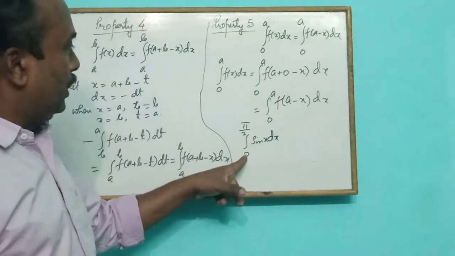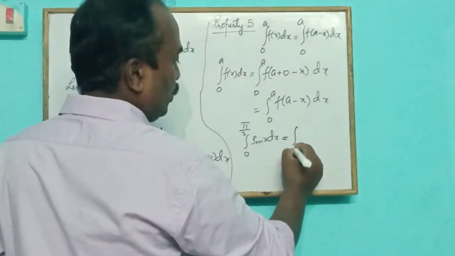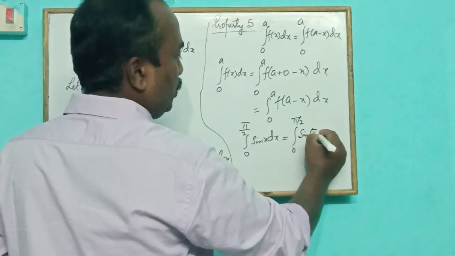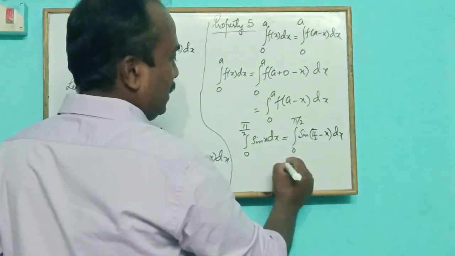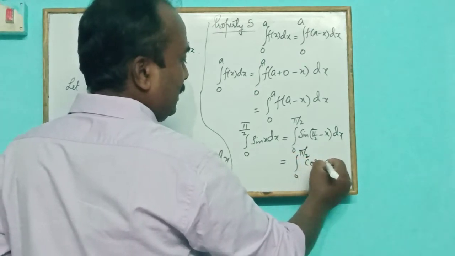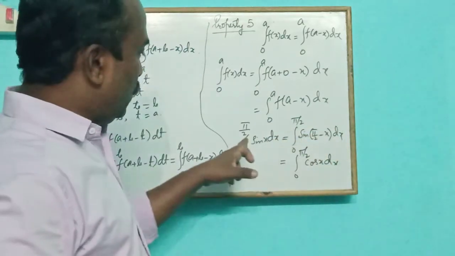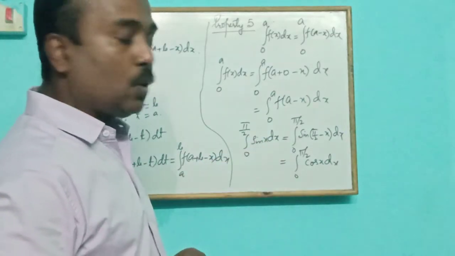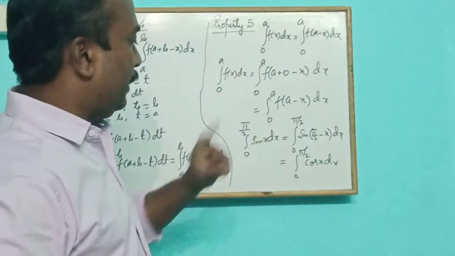Here a is 0, here 0 and a is pi by 2. So this is same as integral 0 to pi by 2 of sin(pi by 2 minus x) dx, or this is equivalent to integral 0 to pi by 2 of cos x dx, because sin(90 minus theta) is cos theta. So integral 0 to pi by 2 of sin x dx is same as integral 0 to pi by 2 of cos x dx. This is the utility of property number 5.